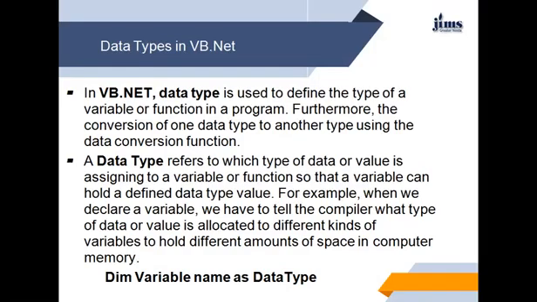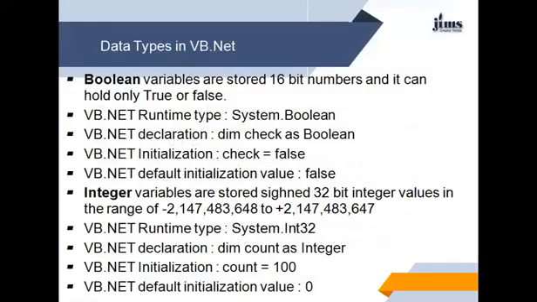For example, when we declare a variable, we have to tell the compiler what type of data or value is allocated. Different kinds of variables hold different amounts of space in computer memory. Now let's see, here we have written Dim variable name As data type. There are different data types in VB.NET. First we will see Boolean, integer, string, and so on.